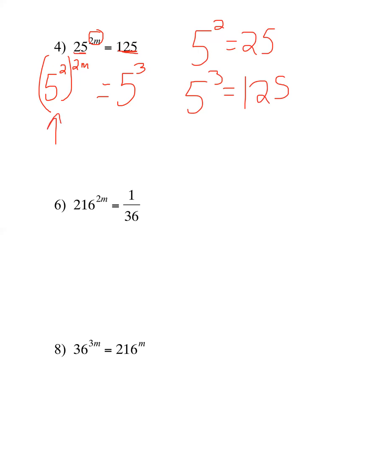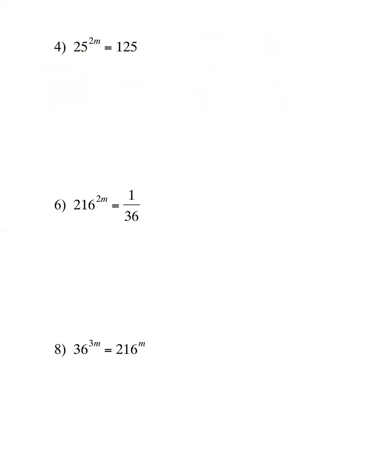So now I can simplify that left-hand side. I'm raising a power to another power, so remember, I'm going to multiply those exponents together. So I really get 5 to the 4m equals 5 to the third. Do you see that? And now I can just set those exponents equal to each other and solve. 4m equals 3, so m must be 3/4. Okay, hopefully that makes sense.